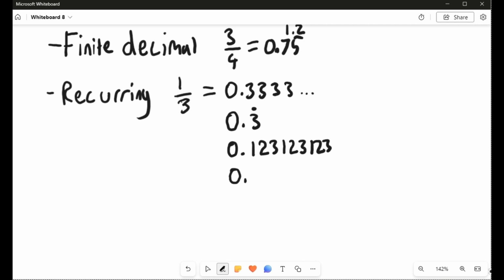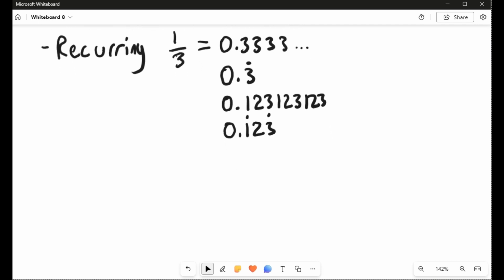Instead, I will do 0.123, and then I put a dot over the first number in the recurring sequence and a dot over the last number in the recurring sequence. And this also represents that 1, 2, 3 is going to be a recurring sequence.